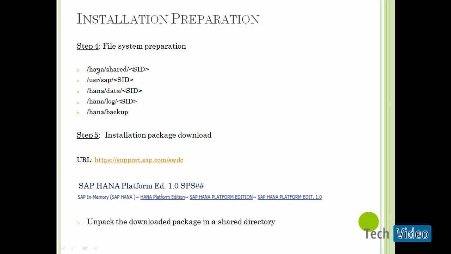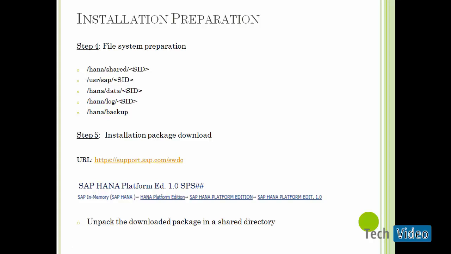So what are the necessary file system layers that we need? First one is HANA shared SID, where the instance will be stored. Next is USR SAP SID, the standard way of storing the instance from traditional SAP system installation methodology. This is a standard mount where the instance gets stored, so this mount is also necessary.